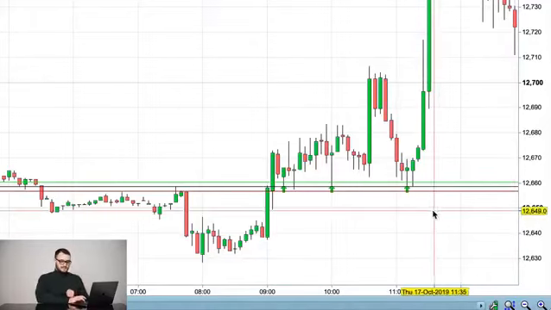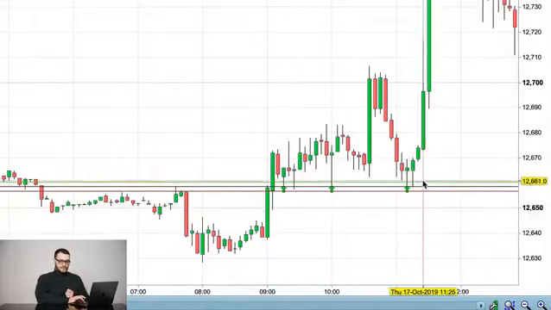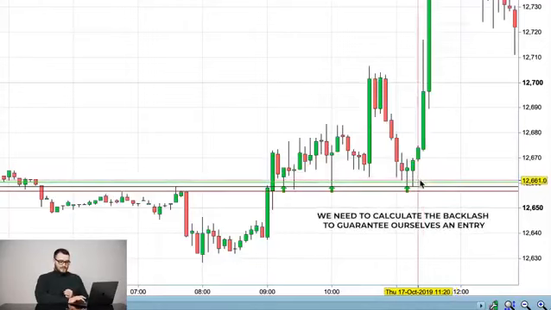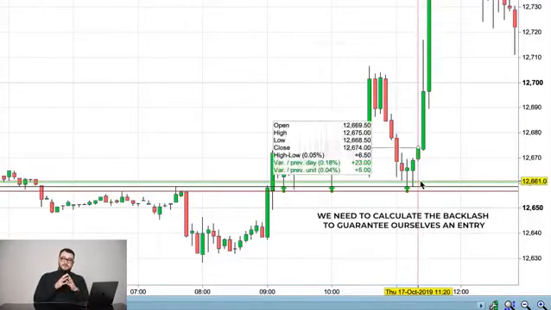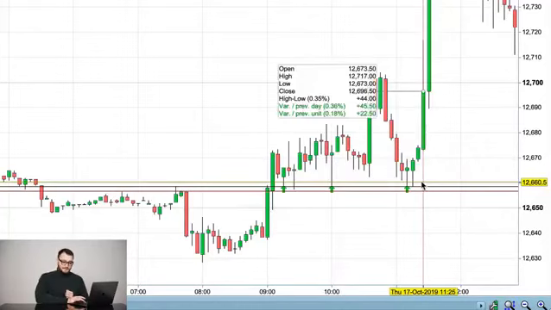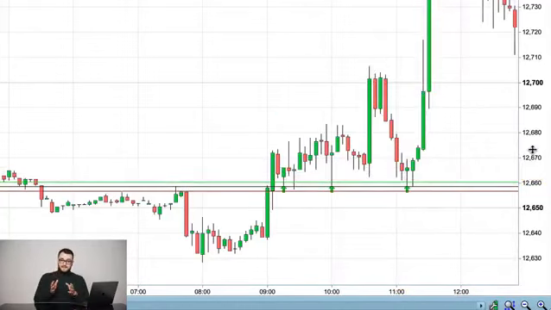The backlash is something that we need in order to guarantee ourselves an entry. And that is the reason why we do not set out our limit order right into the level here, but a few points above the level. And the reason is the backlash that I wanted to discuss with you in this lesson and teach you how to calculate it. Now, what is the reason for the backlash?